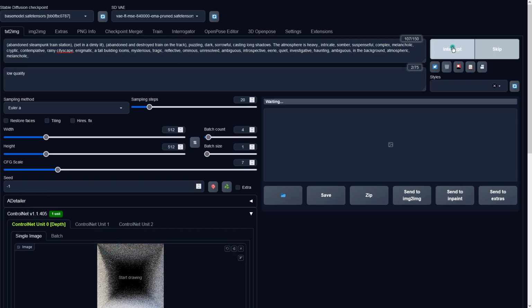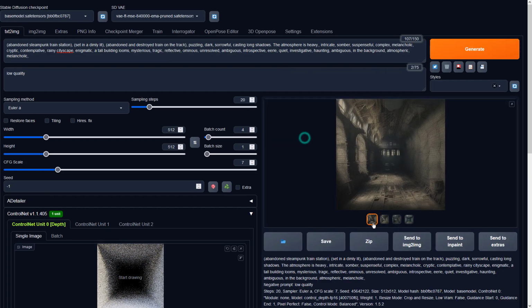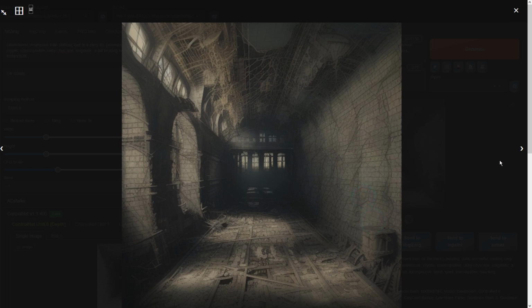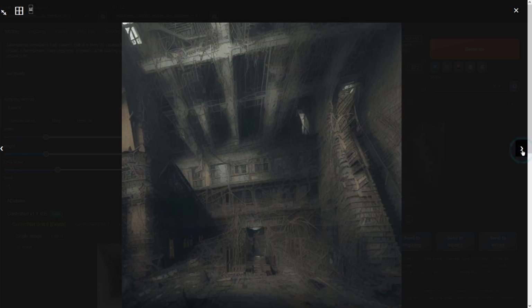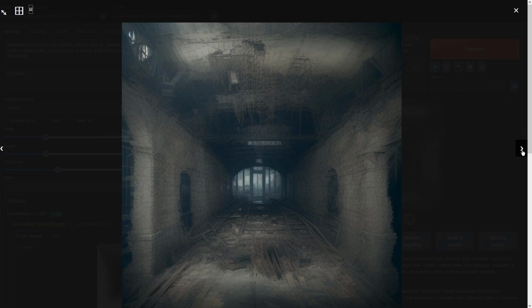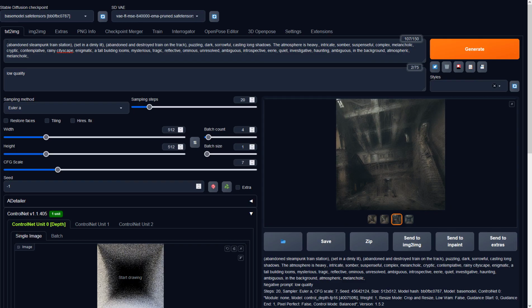Now we're all set. Let's generate new Stable Diffusion images. They look awesome. I'll ask Stable Diffusion's AI to draw the abandoned station while looking at it from outside.